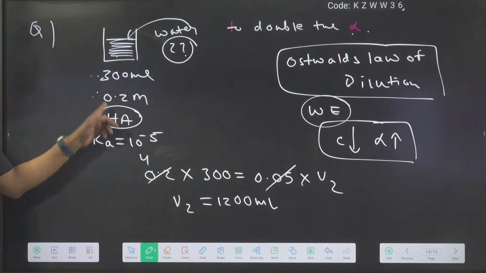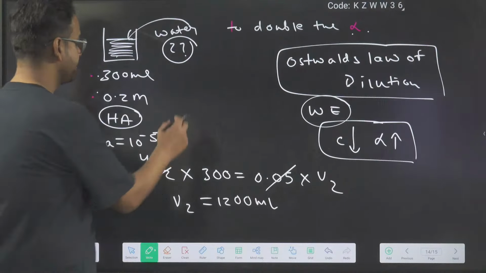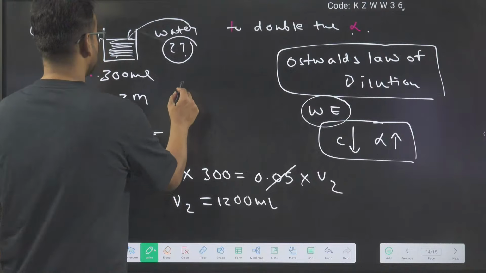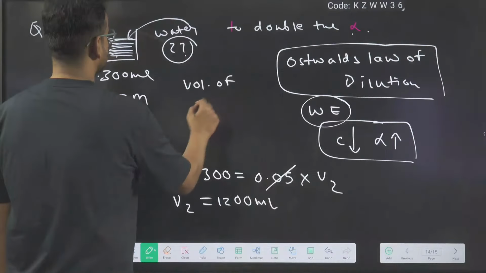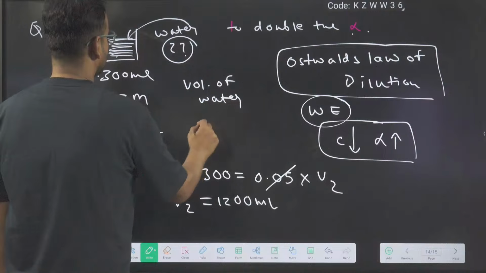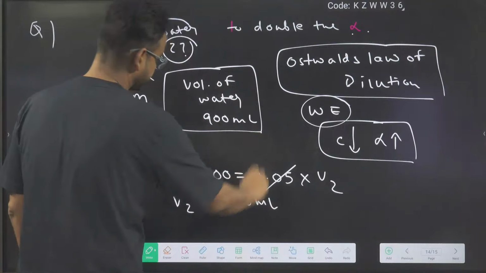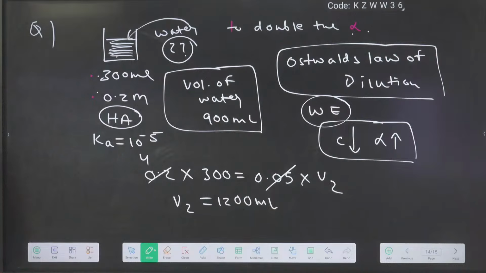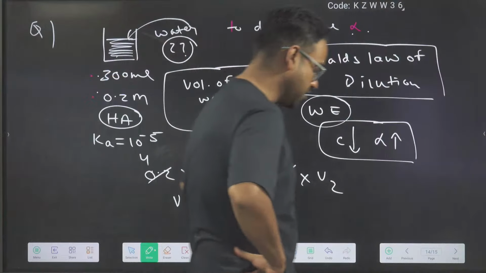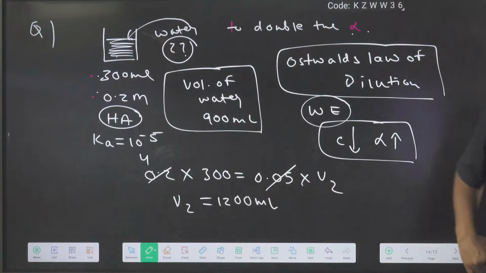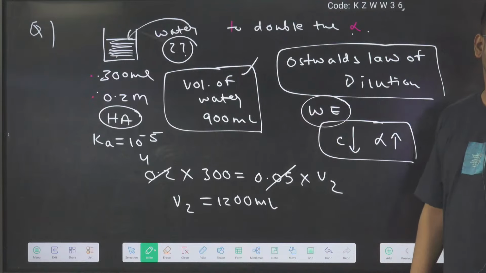Now initial volume was 300, new volume is 1200. So everybody, volume of water is how much? Volume of water added is 900 ml. Is this okay, everybody? All of you? Got it? 900 ml of water added.